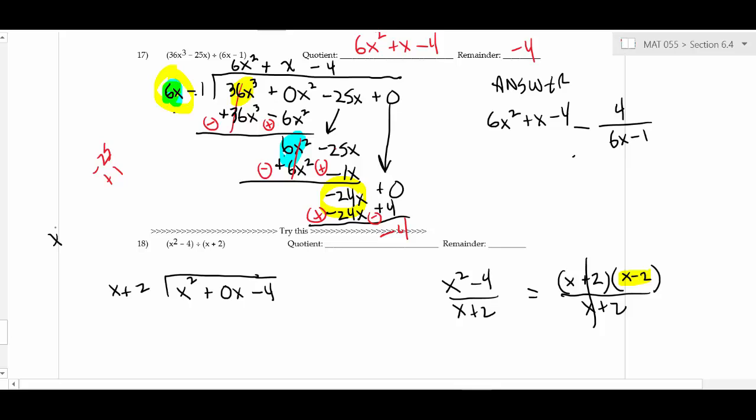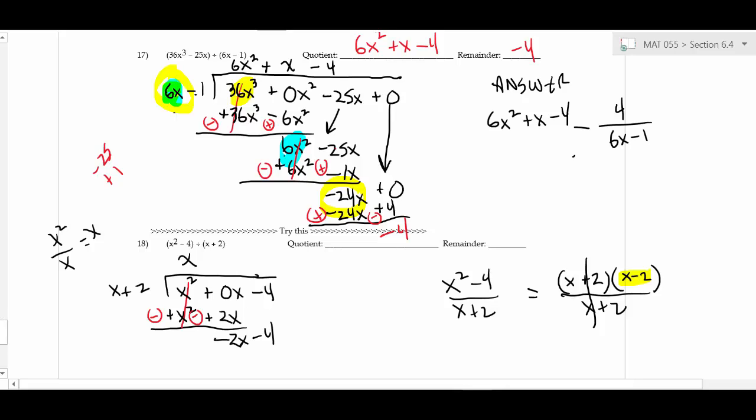You would do x squared divided by x as the first thing. So that would leave you the x. Then you multiply. So x times x is positive x squared. X times positive 2 is positive 2x. Now you're ready to change the signs because you're subtracting. That cancels. You guys catching on that it always cancels? If it doesn't, you've messed up. 0 minus 2 is negative 2x. Then bring down the minus 4.